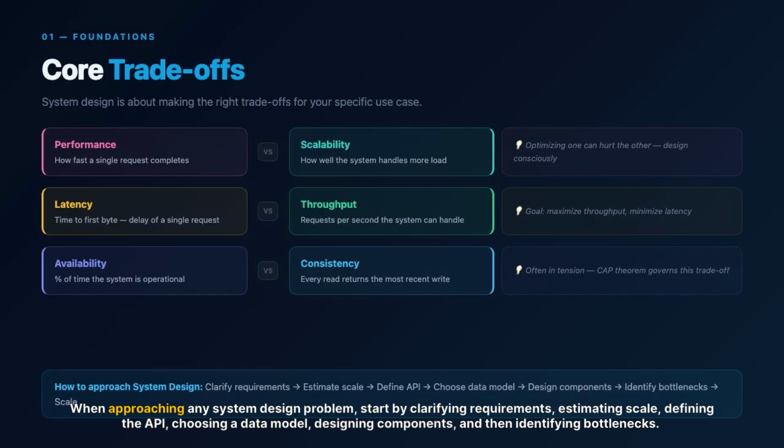When approaching any system design problem, start by clarifying requirements, estimating scale, defining the API, choosing a data model, designing components, and then identifying bottlenecks.